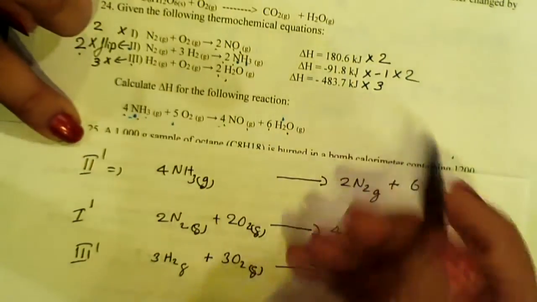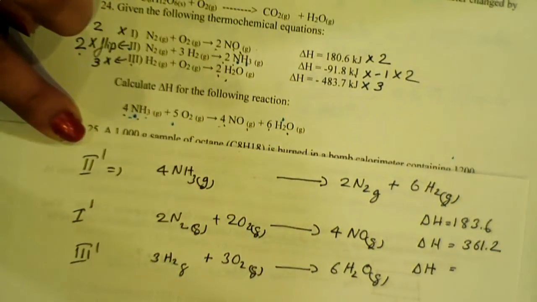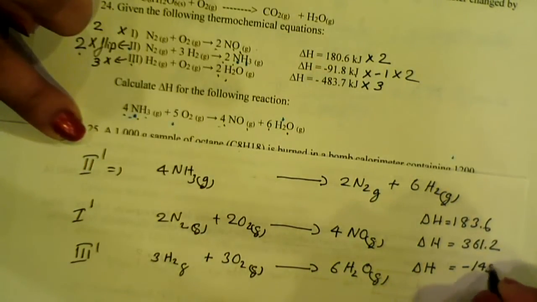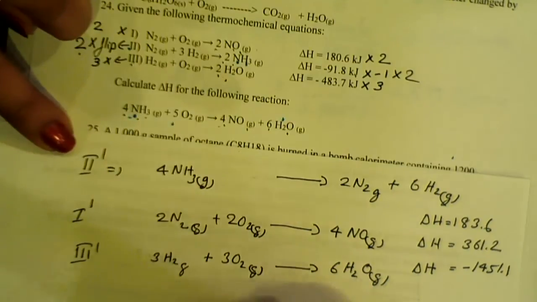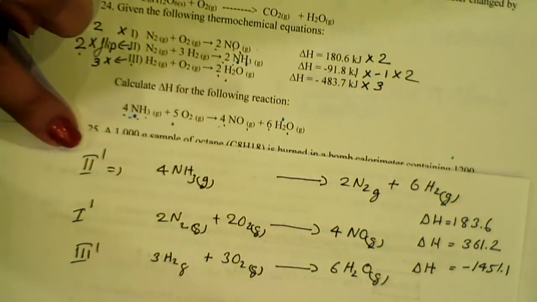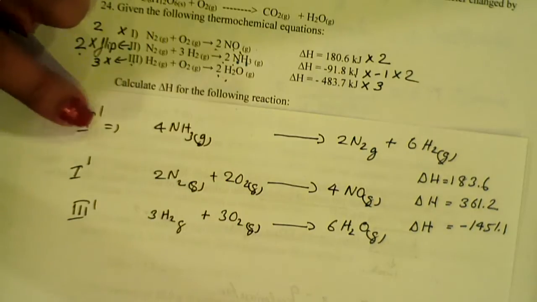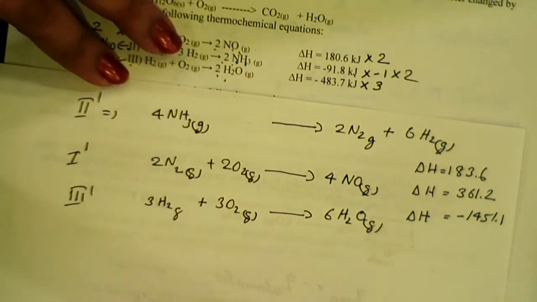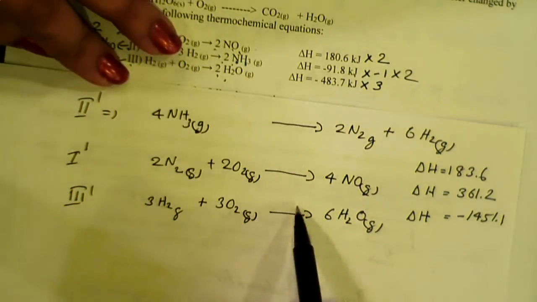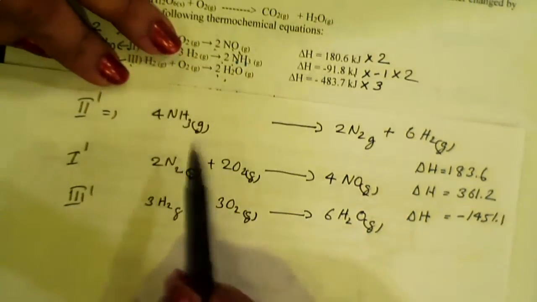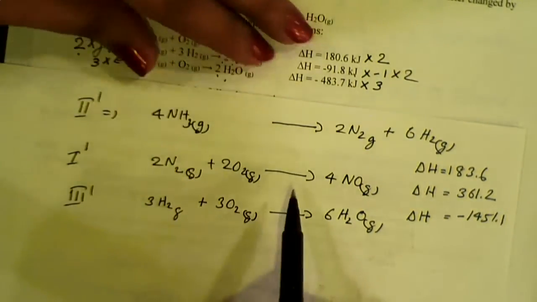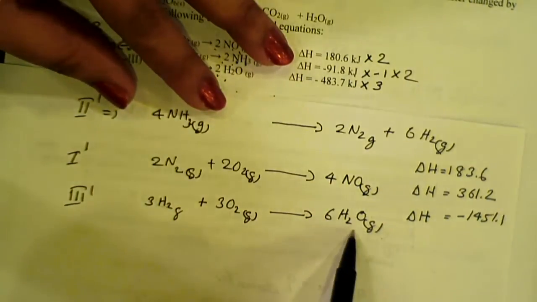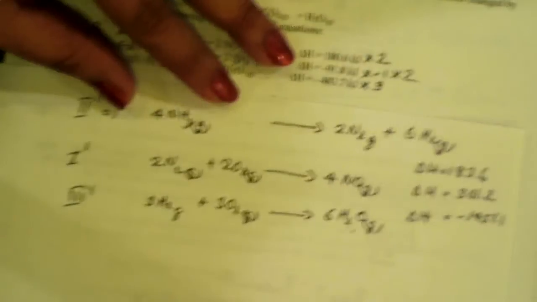So at the same time, multiply the enthalpy by 3. So the new third equation will be 3H2 gas plus 3O2 gas gives you 6 H2O gas, and the delta H will be negative 483.7 times 3, which is negative 1451.1, and then add all these equations.